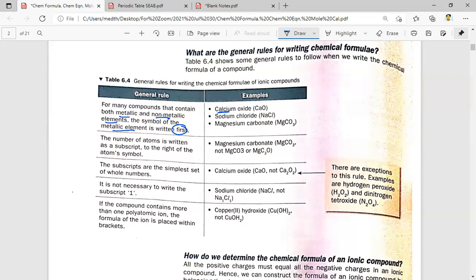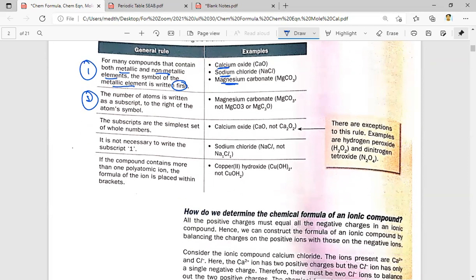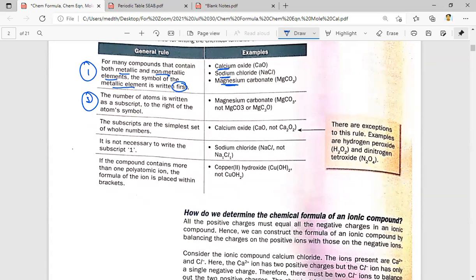Next, sodium chloride, NaCl. Sodium is a metal, so we always have the metal name coming first. Same like magnesium carbonate, magnesium is the metal, so the magnesium name will come first. Okay, so that's the first rule. The second rule is this: the number of atoms is written as a subscript. Subscript means it's a very small number at the bottom right, to the right of the atom symbol.